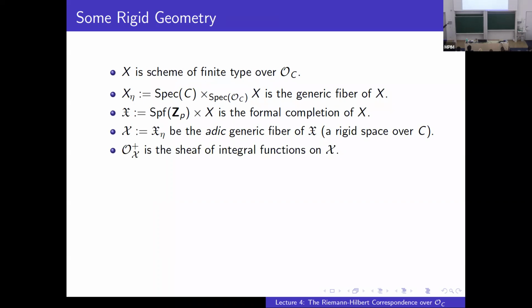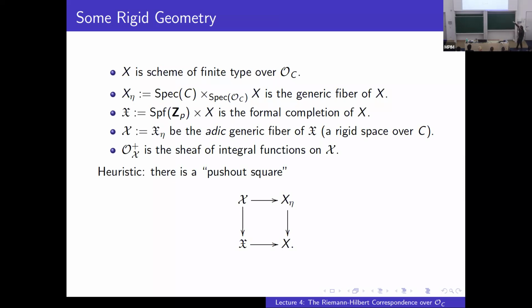And as in the previous lecture, I'm going to write OX plus for the sheaf of integral functions on that adic space. And now the picture that you're supposed to have here is that there's some commutative diagram where X is being glued from two pieces. So there's this open subscheme, X-eta, which is the locus where P does not vanish. And then there's this formal subscheme, Fracture X, which is the locus where P is very small. And then there's this calligraphic X, which lives in a different world, which is the intersection. It's the locus where P is very small, but somehow it still doesn't vanish.